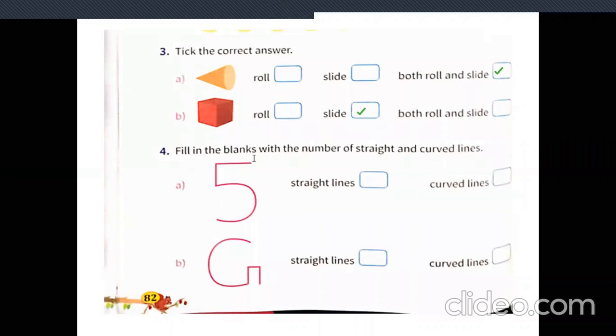See here in 5, how many straight lines are there? 1, 2. 2 straight lines. And how many curved lines? Only one curved line. So you write 1 in curved lines. Okay, see here this is G. G has how many straight lines? 1, 2, 3. 3 straight lines. And it has only one curved line.